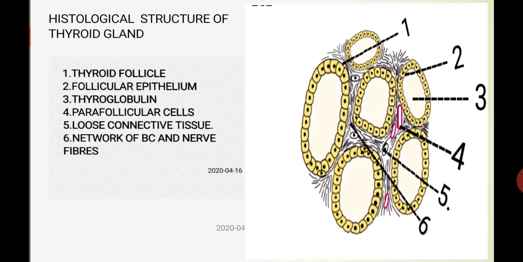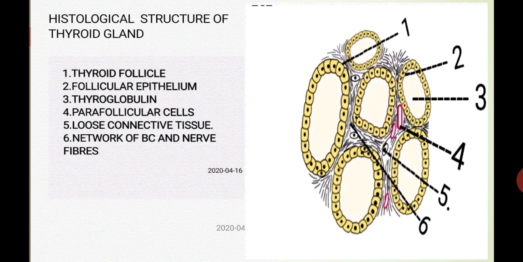Now see, the histological structure of a thyroid gland. Histological structure of the thyroid gland means the internal structure of a thyroid gland. For this, you have to take a transverse section of a thyroid gland and observe that section under the microscope. If you observe that section under the microscope, you will see such a structure.